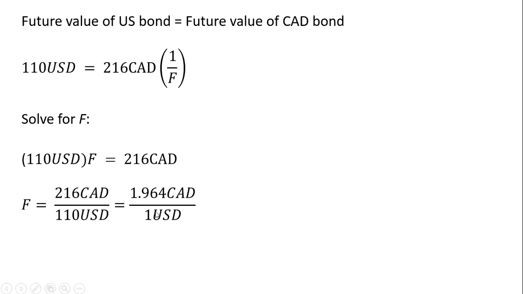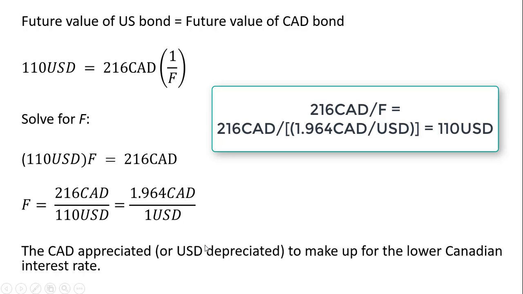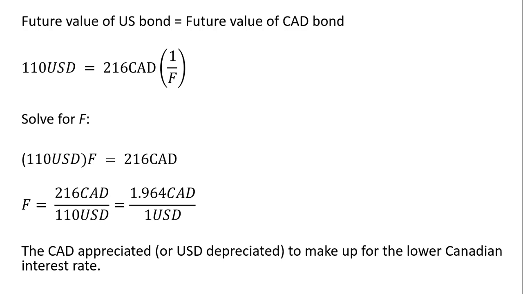For interest rate parity to hold, the expected 1-year nominal exchange rate will be 1.964 Canadian dollars for 1 U.S. dollar. So in this example, the Canadian dollar appreciated, or the U.S. dollar depreciated, to make up for the lower Canadian interest rate. So yes, the Canadian interest rate was a little bit lower, but this was offset exactly by the fact that the Canadian dollar would be expected to appreciate. Again, this is the interest rate parity theory.